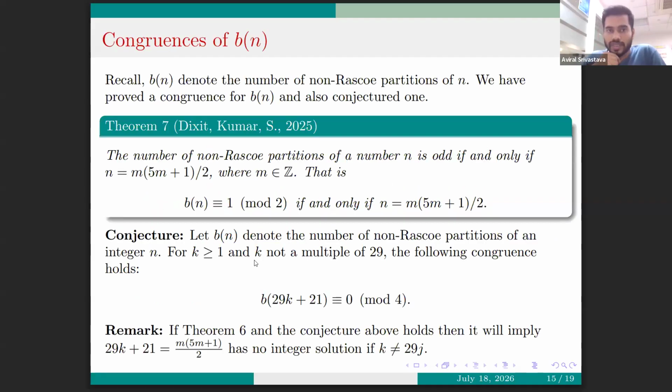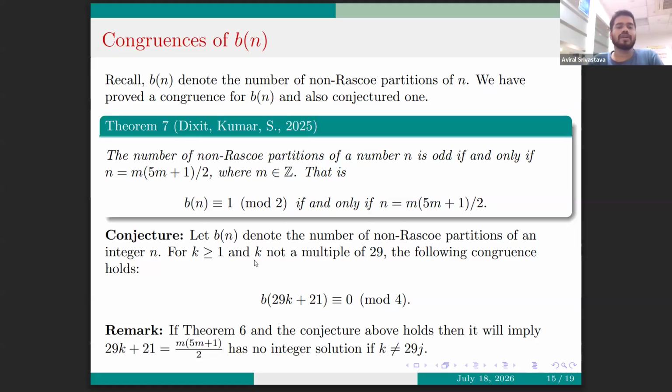The other part is the congruence for B_n. So we have the following congruence for B_n, and it is more or less about the parity. The number of non-Rascoe partitions of n is odd if and only if n is of the kind m times (5m plus 1) over 2. To prove this result, you require our theorem 2. Again, this is an application of theorem 2, the Jacobi triple product identity and the Rogers-Ramanujan identity. So we utilize these to obtain this congruence.